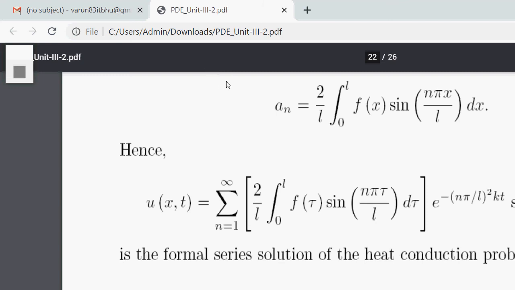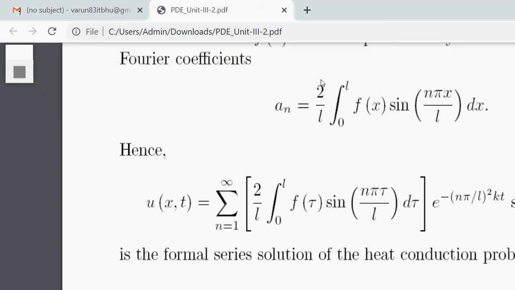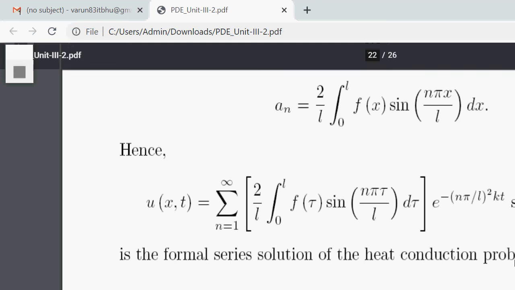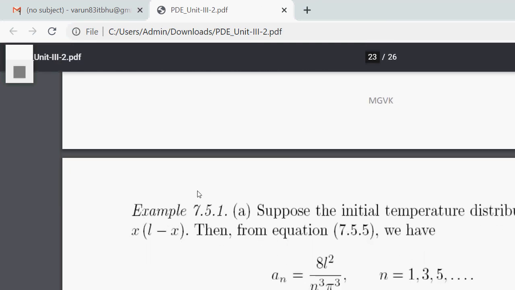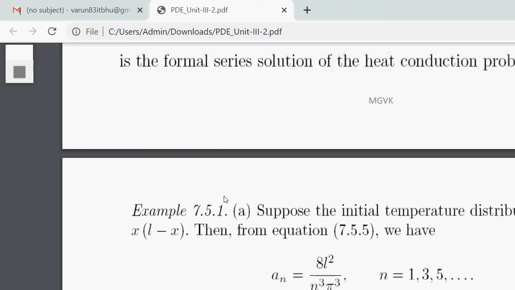equal to 2 upon l integral 0 to l x into (1 minus x) sin(n pi x by l) dx. Apply integration by parts to solve this definite integral. Then you get this value: an is equal to 8l square upon n cube pi. Substitute this value in the solution.